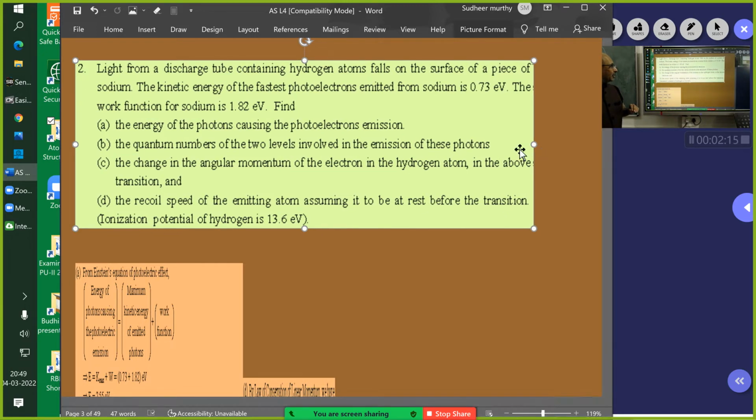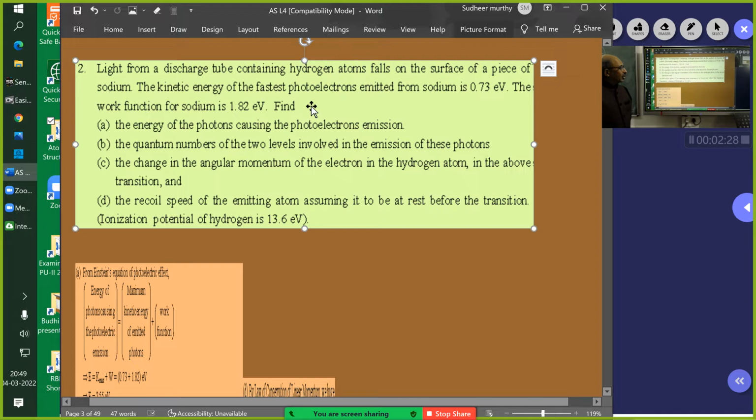Okay, now this is another numerical, wherein we have to discuss something called work function. The light discharge tube, so and so, etc. The kinetic energy of the fastest photoelectrons. So still photoelectricity is to be taught and work function is to be taught. So therefore this numerical also cannot be worked out.